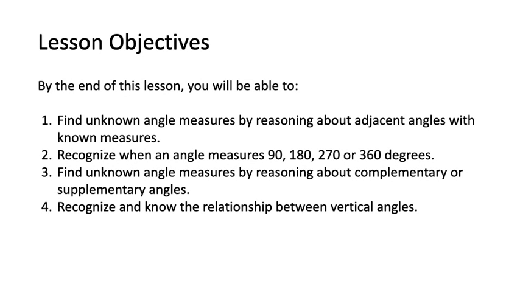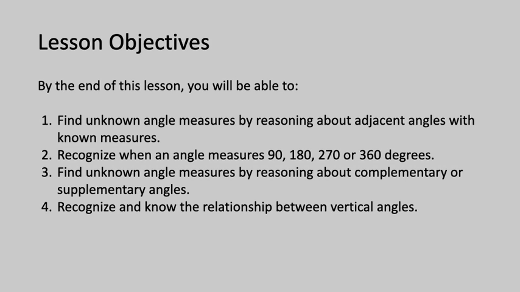Your objectives in this lesson: you'll be able to find unknown angle measures by reasoning about adjacent angles with known measures. Recognize when an angle measures 90, 180, 270, or 360 degrees. Find unknown angle measures by reasoning about complementary or supplementary angles, and recognize and know the relationship between vertical angles.